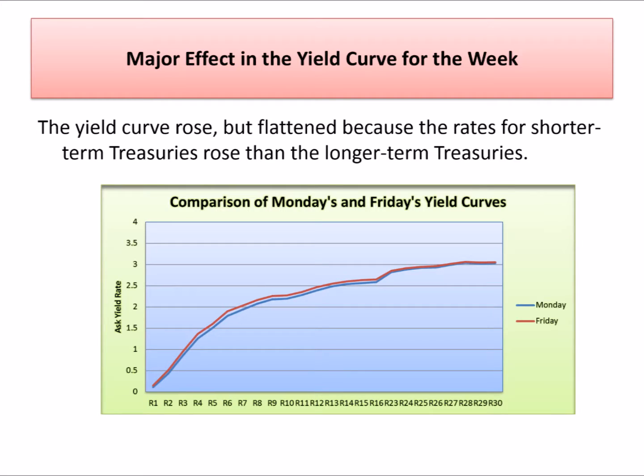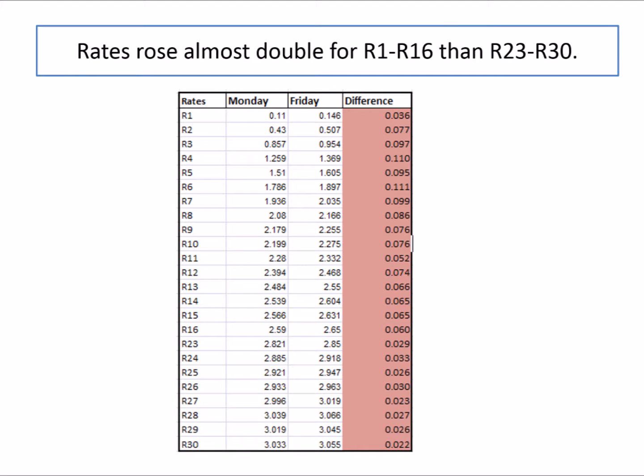For the week, the yield curve rose. Since short-term rates rose more than the long-term rates, the yield curve flattened. The short-term rates from year 1 to year 16 have risen almost more than double those between year 23 to year 30. Here is the table representing the actual difference between Friday and Monday. As the table clearly displays, as the time to maturity increases, the rise in interest rates also thins out.